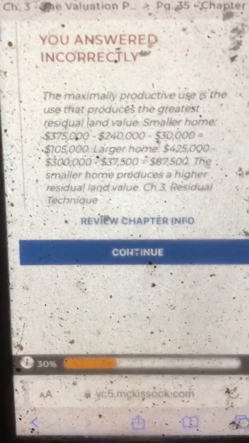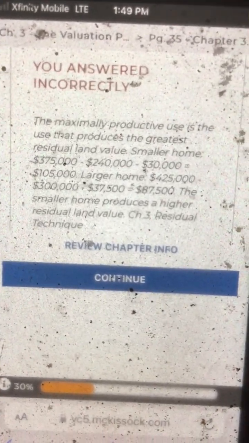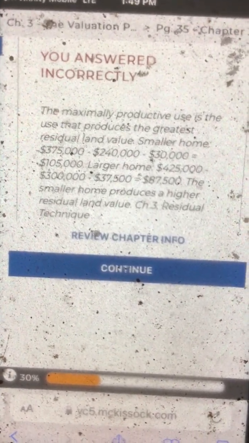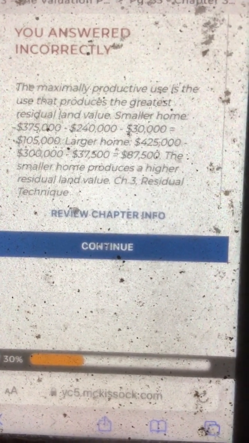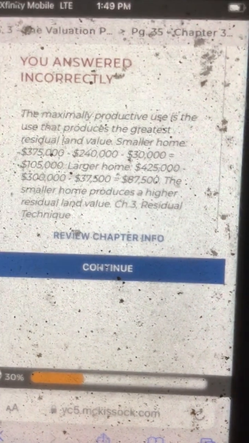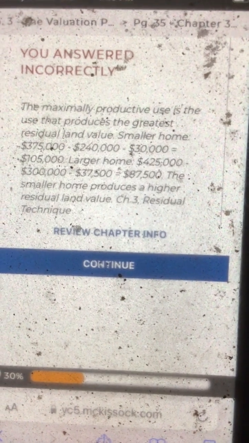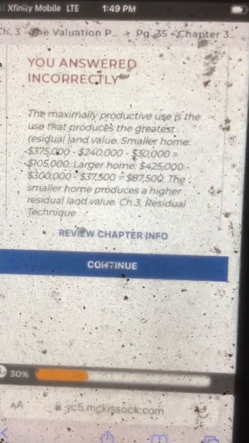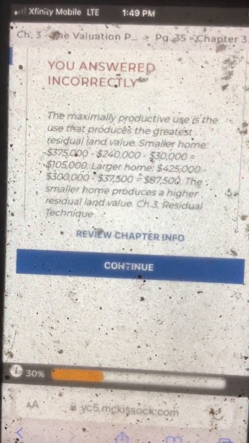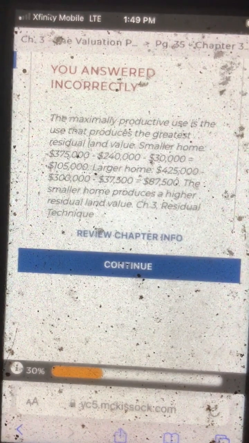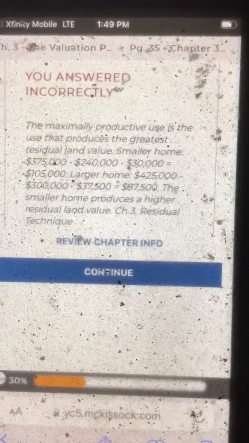The maximally productive use is the use that produces the greatest residual land value. The smaller home, here's the formula. $375,000 minus $240,000 minus $30,000 equals $105,000. The larger home, $425,000 minus $300,000 minus $37,500 equals $87,500. The smaller home produces a higher residual land value.